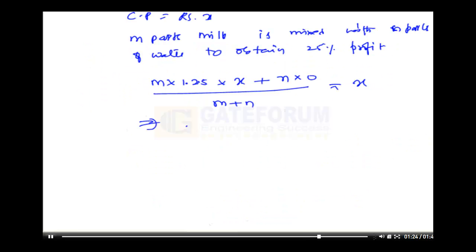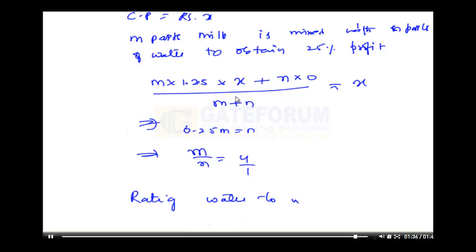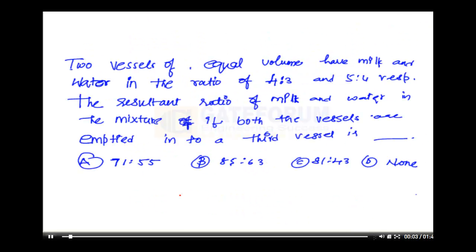If we simplify, it will be 0.25 m is equal to n, which implies m by n is equal to 4 by 1. Hence the ratio of water to milk will be 1:4. That is option A.